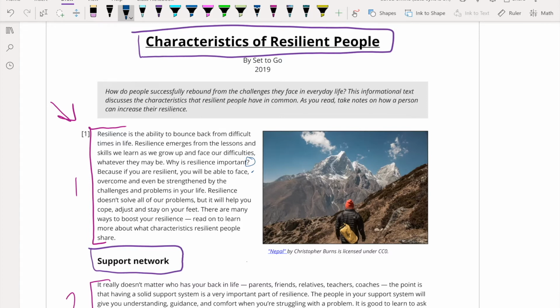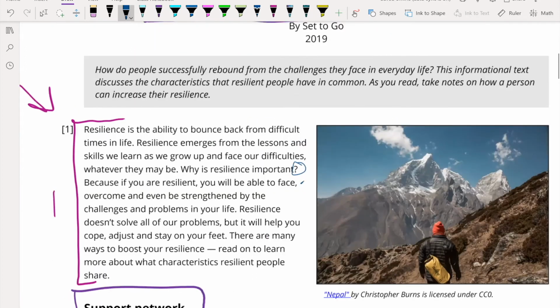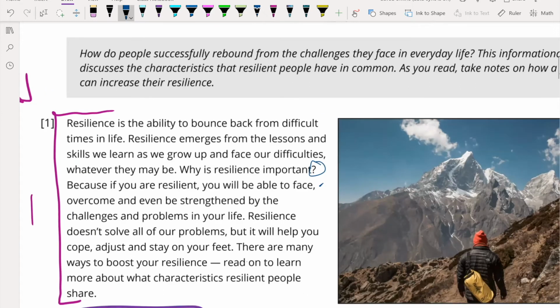Okay, let's take a look at this paragraph. So, in our step 3, it says closely read, underline, highlight the main idea of each paragraph. Typically it can be found in the first sentence, which it actually is in this paragraph. So let's underline our first paragraph. Bounce back from difficult times in our lives. It's kind of like a definition. It's defining what resilience is. Okay, and I'm going to put an M on top of it as a main idea.